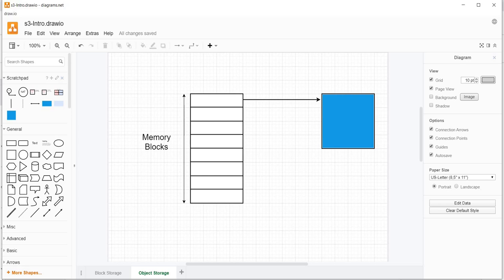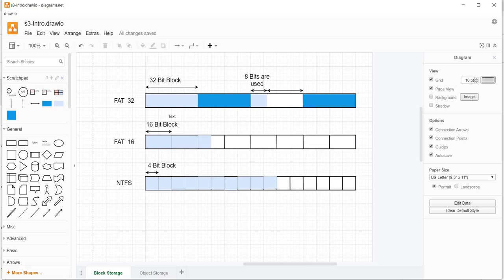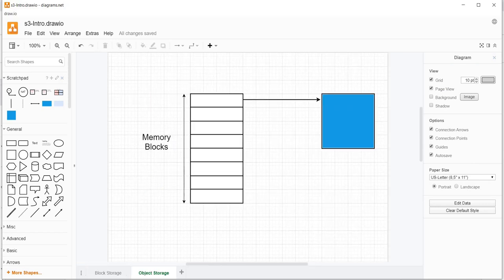It's easy for us because over here in block storage we need to know the address of each block so that we can retrieve the entire data, and if any one of the blocks gets corrupted, our information gets lost. But in case of object storage, there is no concept of blocks, so there is a single object, and so there is less chance of data being corrupted and we can easily retrieve it.